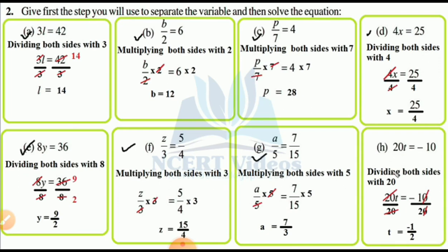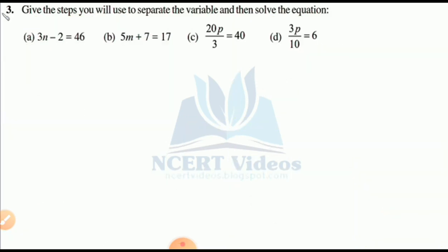20t is equal to minus 10. I want to remove the 20. So divide by 20. Minus 10 divided by 20. Final answer is t is equal to minus 1 by 2. Easy? Yes, it is easy. So easy questions. Look at the third one.